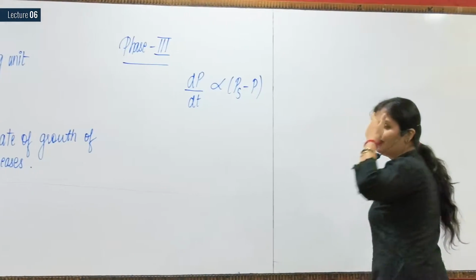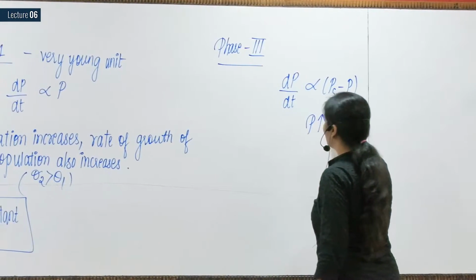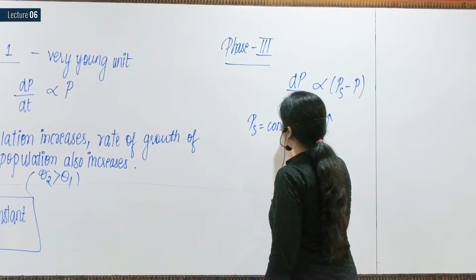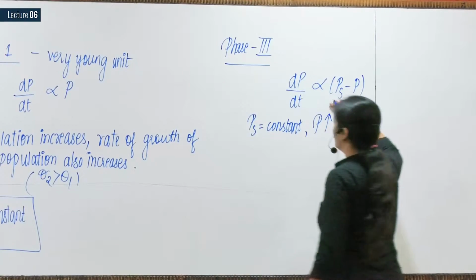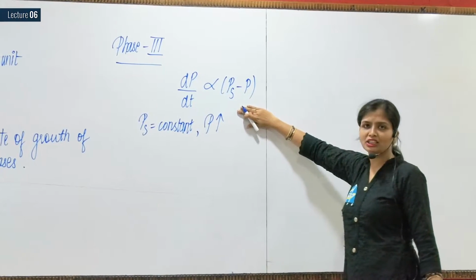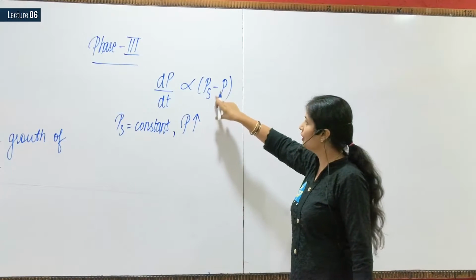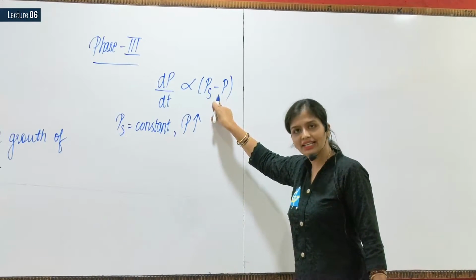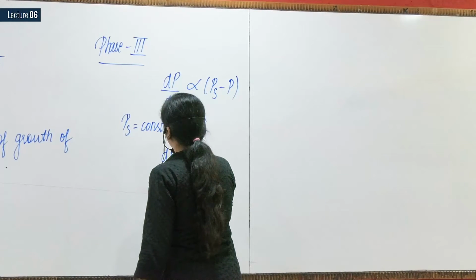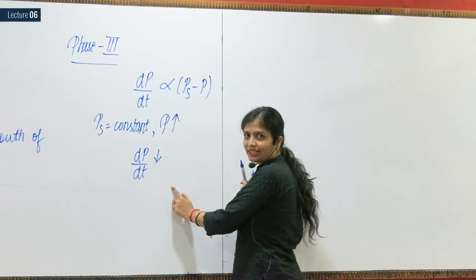So here in phase 3, what is happening? Your population is increasing and PS is constant. That means this whole value, PS minus P, is decreasing. This value PS minus P will decrease because there is a constant value, and you're subtracting a value which is increasing with time. Then obviously your dP by dt will decrease.